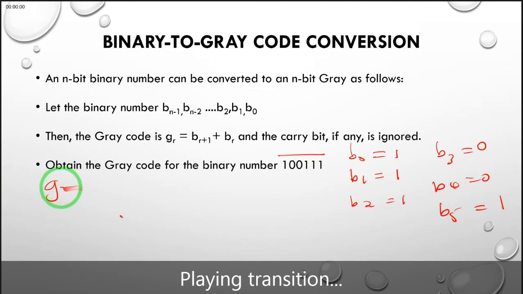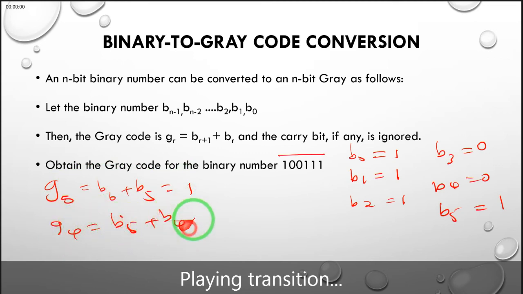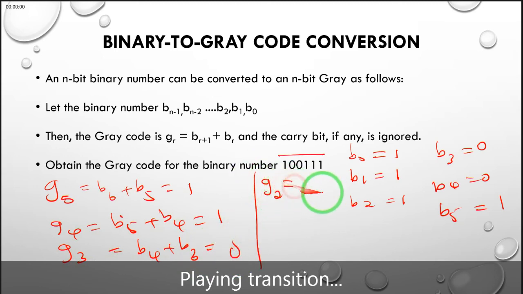We start with the biggest one. G5 is equal to b6 plus b5, which is equal to 1. G4 is equal to b5 plus b4, which is 1. G3 is equal to b4 plus b3, which is equal to 0. G2 is equal to b3 plus b2, which is 1. G1 is equal to b2 plus b1, which is equal to 0. Carry 1 dropped. G0 is equal to 1 plus 1 equals 0.